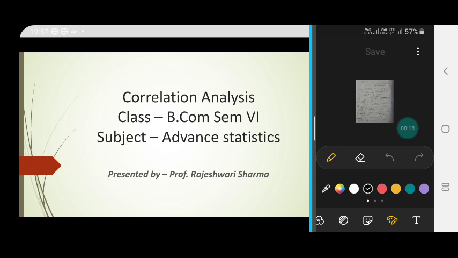As far as the subject is concerned, here we are dealing with the first unit of the subject, that is correlation analysis. Here we have understood many concepts which will help to understand the correlation analysis better, and in the last lecture we have seen the numerical problem of the correlation analysis.